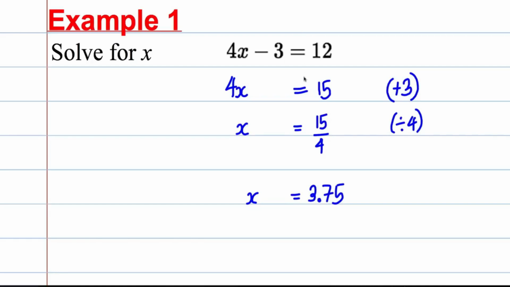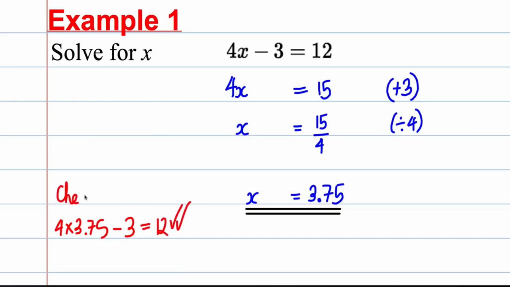Now one thing to notice, all my equals are in line down the page, and I finish off with my final answer, which I will underline for the examiner to show them what I did. Now always check your work. So this is the solution, you need to check it. If we substitute this back in on your calculator, 4 times 3.75 is 15, and 15 take away 3 is equal to 12. I know I've got the right answer, that's my check. So make sure you lay out exactly like this.